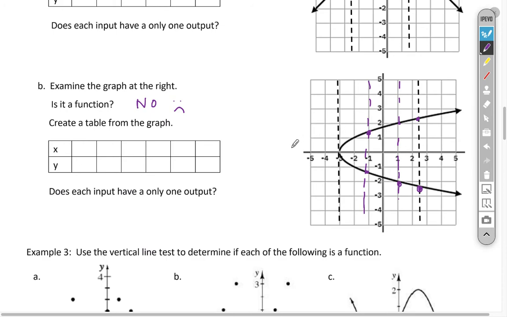Now let's create a table from the graph. So let me clear this off and let's make some points. So I've got a point here, here, here. I'm just going for the easy ones that are on some specific lines here. All right, so now we've got our x's and y values. We have -3 and 0, -2 and 1, -2 and 1, 1 and 2, and 1 and -2, okay?